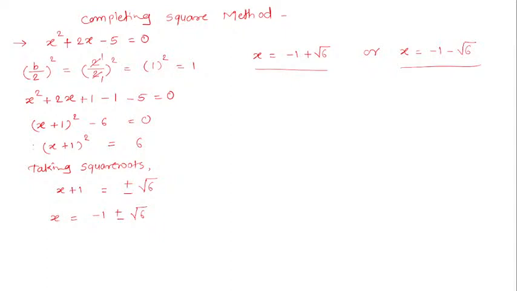Now let's have another question in which the coefficient of the first term is not 1. So let's have the equation 9y square minus 12y plus 2 is equal to 0. So this is the other equation.